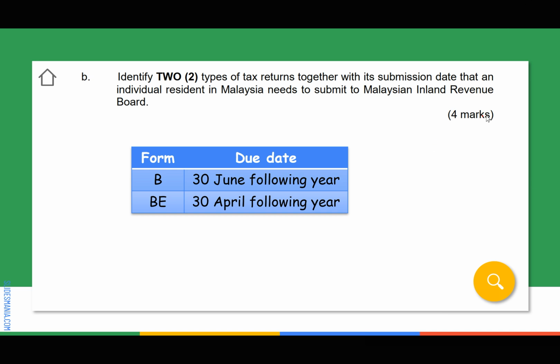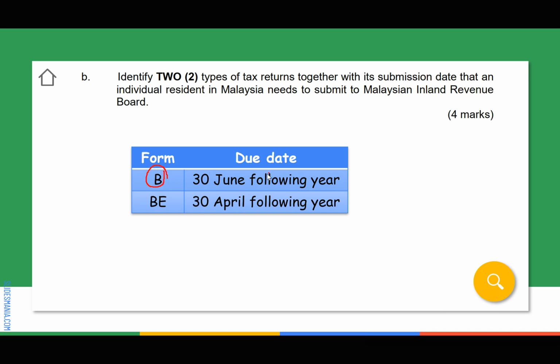Okay. So let's do this 4 marks. Meaning to say 1 mark for the form, another 1 mark for the due date. So you need to mention 2 multiplied by 2 equals 4 marks. Okay, I'm going to choose the simplest one. So Form B, this one actually is for a resident with business income. So if you are working or if you are doing business, you need to fill out Form B.